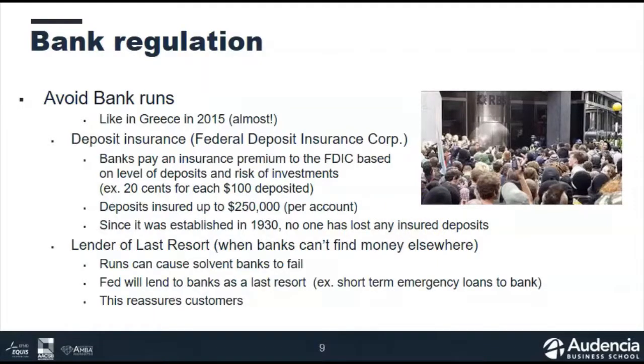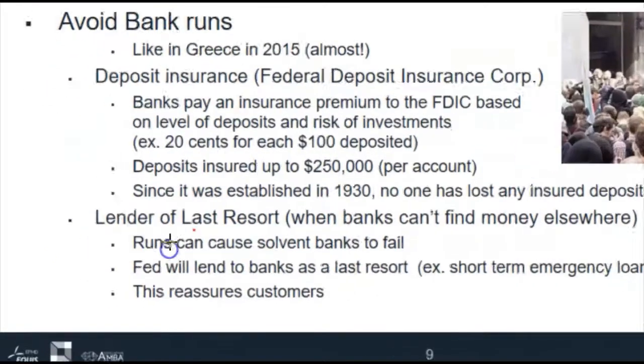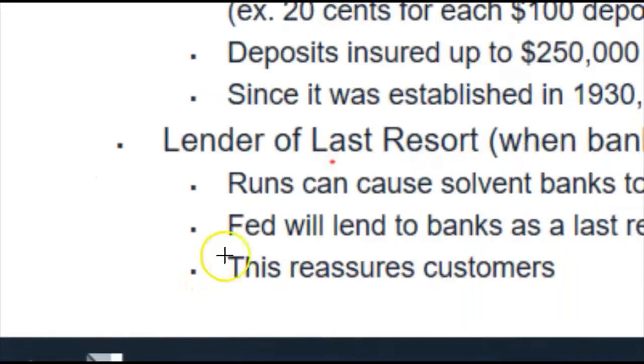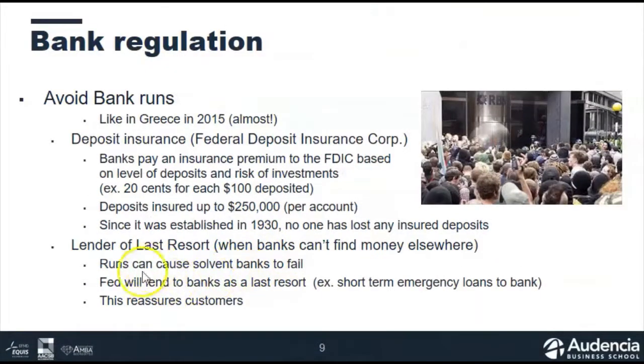Now, the Fed also helps avoid bank runs, because imagine, you've got a bank over here and people are running and saying, I want my money, I want my money. Well, that bank can turn to the central bank as what we'll call a lender of last resort. So this is the last chance I've got. The lender of last resort is the Fed, and the Fed can provide money to banks when they can't find money elsewhere. And this helps reassure customers.